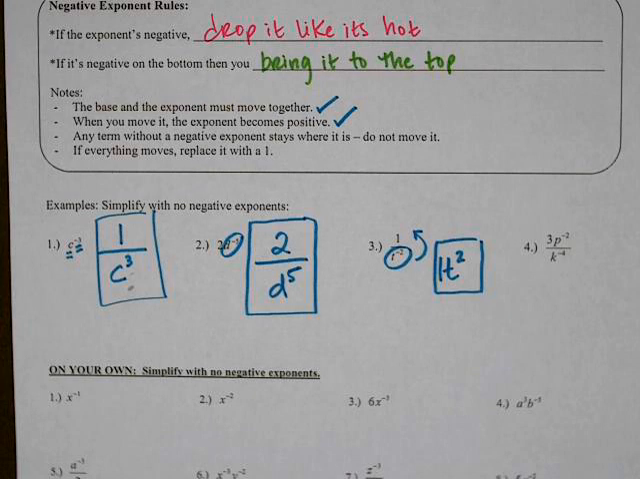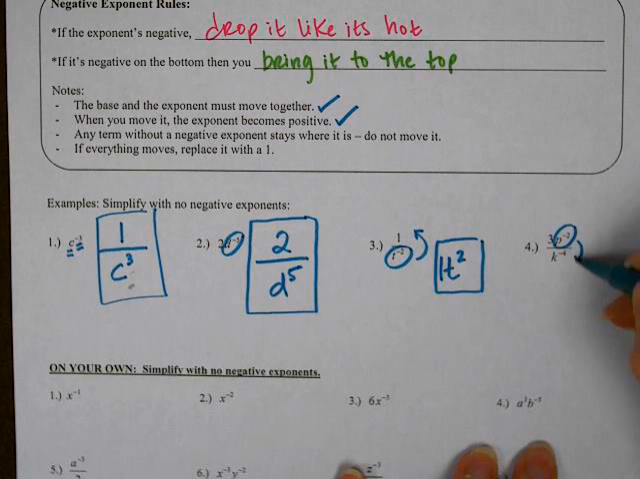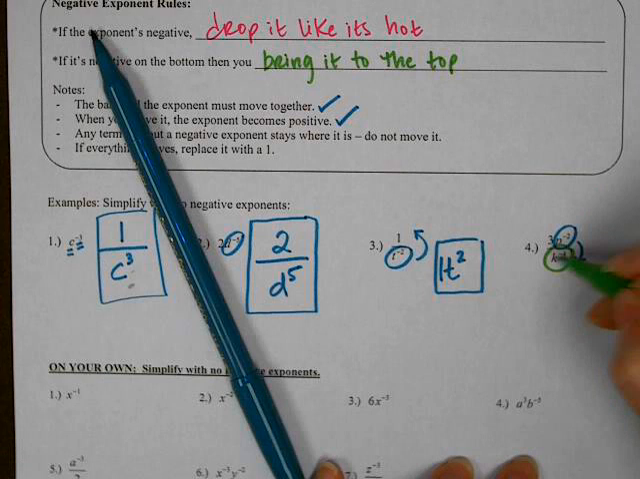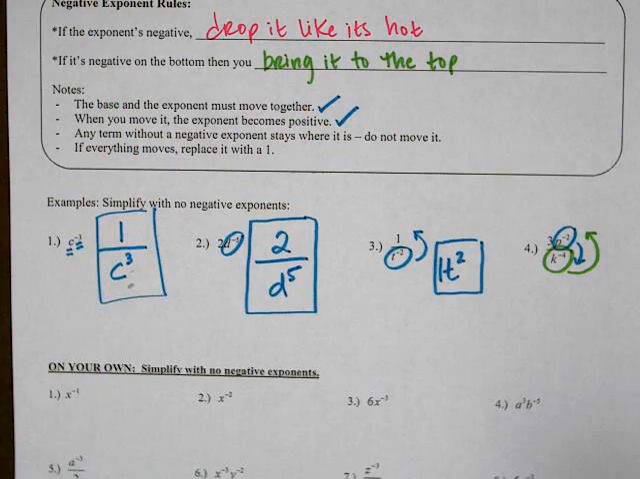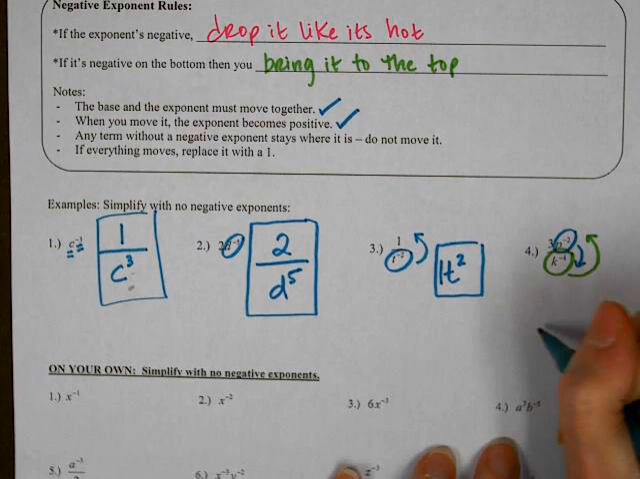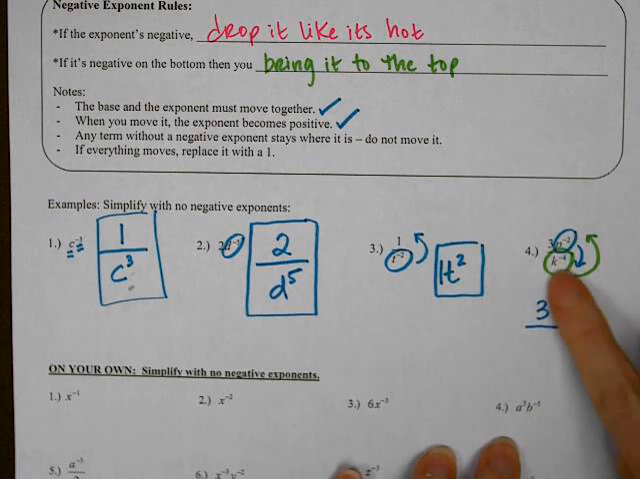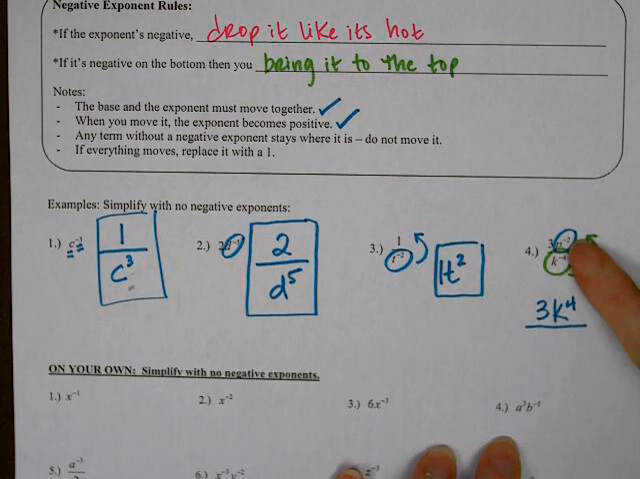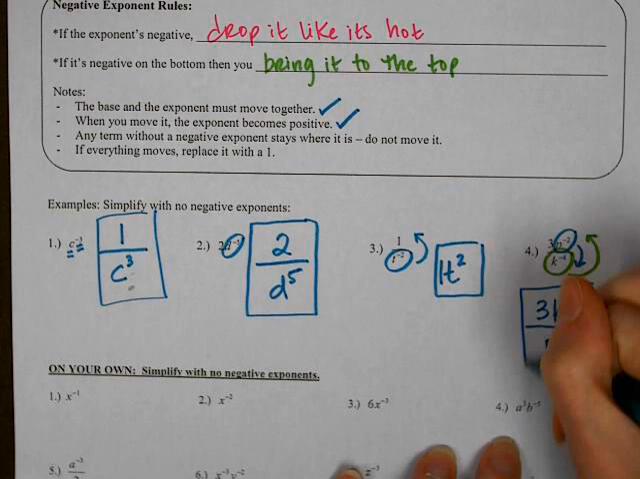Now number 4, we've got a double. We've got if your exponent's negative, drop it like it's hot, but then we also have if it's negative on the bottom, then you bring it to the top. Okay, so we got a double swap here. And this 3 is going to stay put. All right, so what do we have? We have a 3. Now the k, we're going to bring it to the top, and it becomes positive. And the p, we're going to drop it to the bottom, and it becomes positive. But they have to travel together.